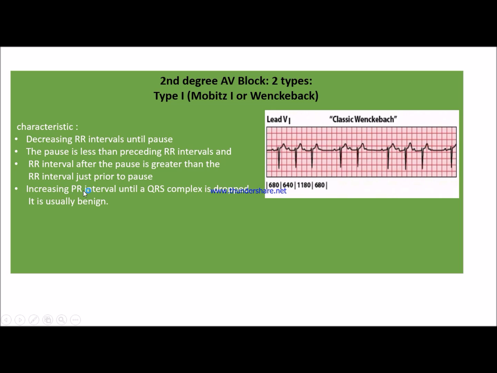There is an increase in the PR interval until a QRS complex is dropped, and this is type 1, so it's benign. There is only a change in the RR interval and the PR interval. Here this is P, Q and R. We can see the PR interval is increasing until the QRS complex is dropped here.